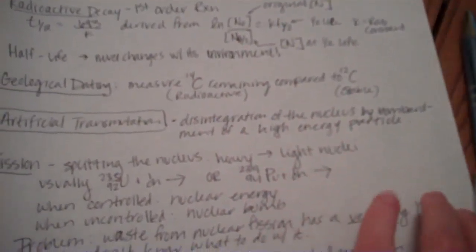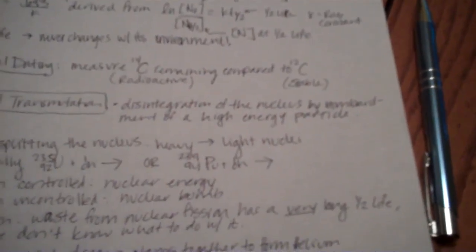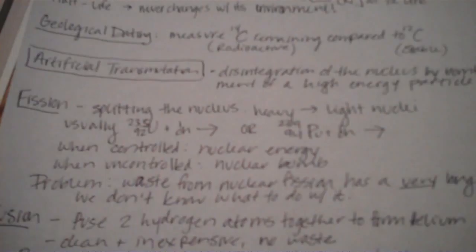Alright, artificial transmutation is the disintegration of the nucleus by bombardment of a high energy particle. So, usually you're going to see something like uranium-235, 92U, bombarded with a high energy neutron, 10N, or you might see 239 94Pu plus a high energy neutron. When controlled, you have nuclear energy occurring. When uncontrolled, when you have an uncontrolled chain reaction, you have a nuclear bomb.